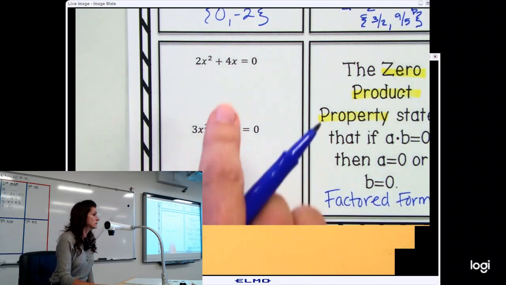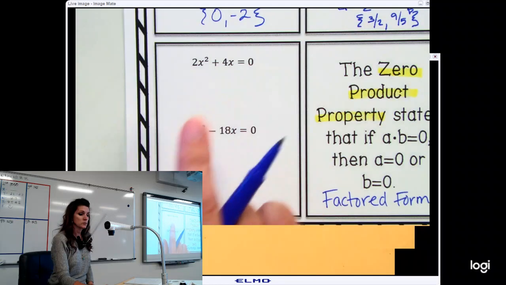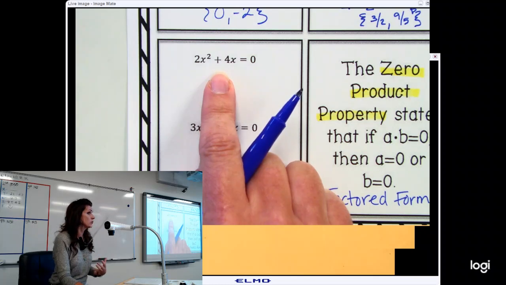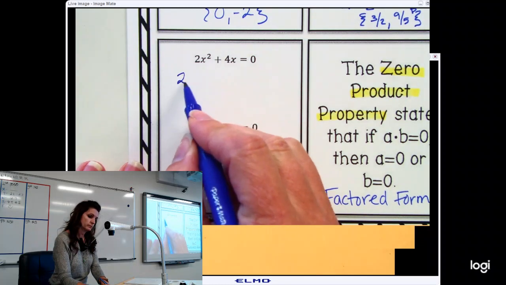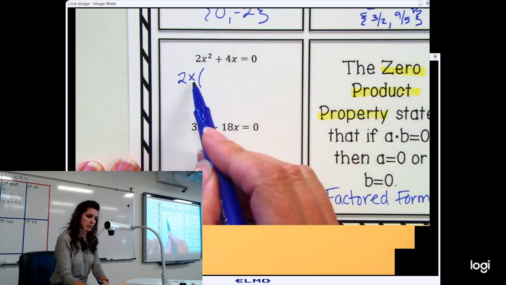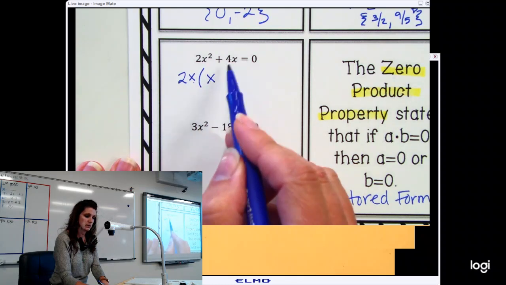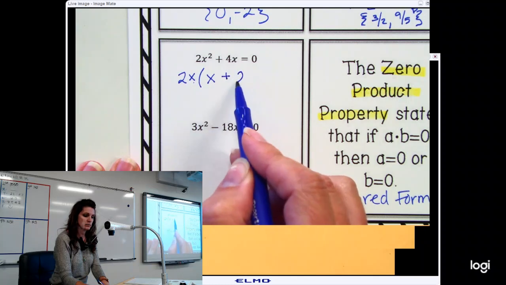So I look at this problem. I'm not going to need factoring by grouping, right? It's only two pieces, so I'm going to look and see, is there a greatest common factor? If so, what is it? It's 2. 2 what? 2x. What's left behind? This divided by this is x. This divided by this is 2.